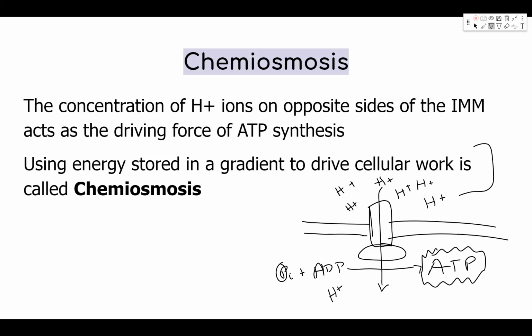So, we're doing the work. We are generating ATP. Everything we've done from glycolysis to the oxidation of pyruvate to the Krebs cycle was all about generating those electron carriers. Those electron carriers are used to establish this gradient, and that gradient drives ATP synthesis.